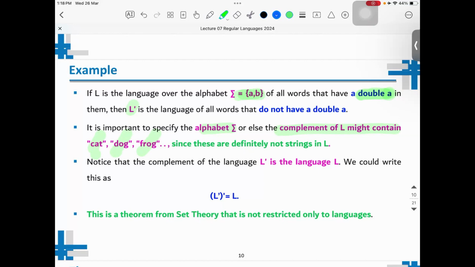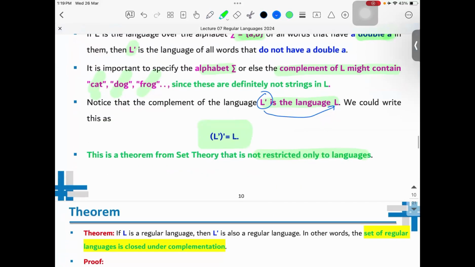Notice that this is a symbol of complement, so this is the complement of the language L1. And we know, as per the De Morgan law, when you take a complement and then again the complement, it will be basically the same language. So this is a theorem from the set theory. This is De Morgan theorem, but it can also be applied to languages.